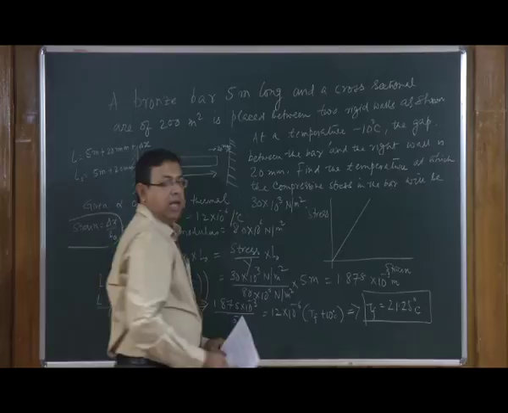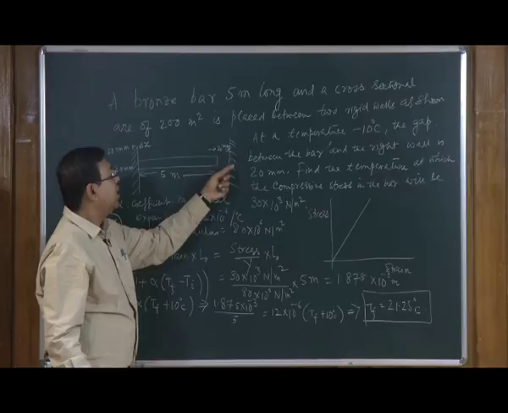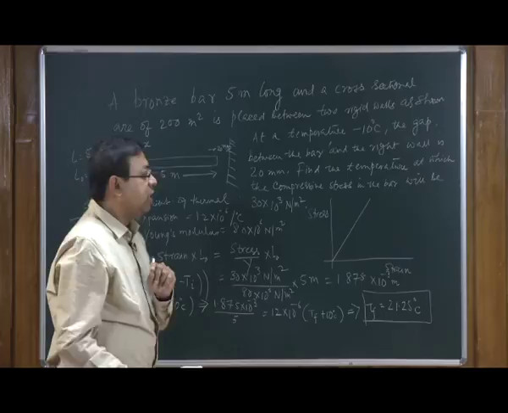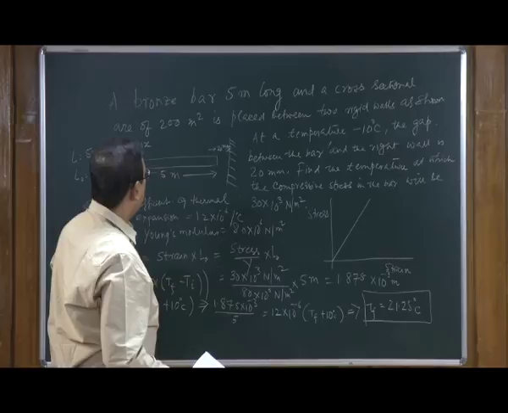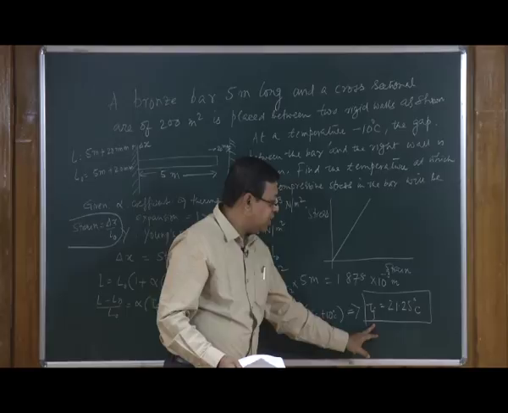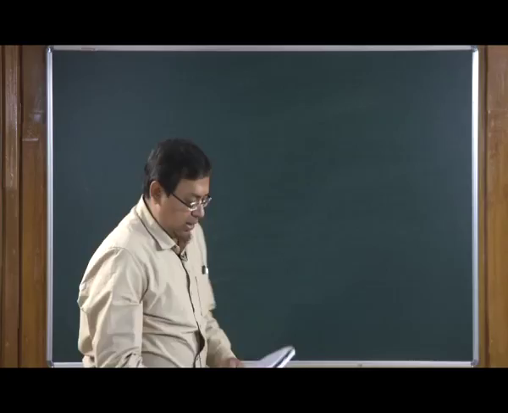So, it is at this temperature the bar will not only touch the right wall, but it will also start putting pressure on it, because of which the compressive stress will be developed, which is given by this, and this will happen at 21.25 degrees centigrade, and the initial temperature was given as minus 10 degrees centigrade. So, let us do another problem.